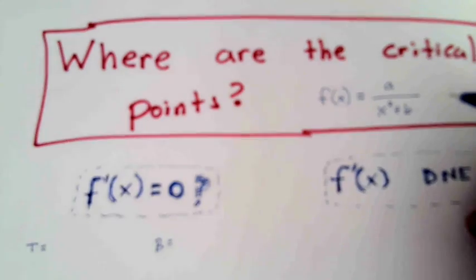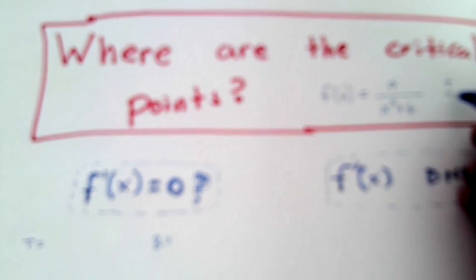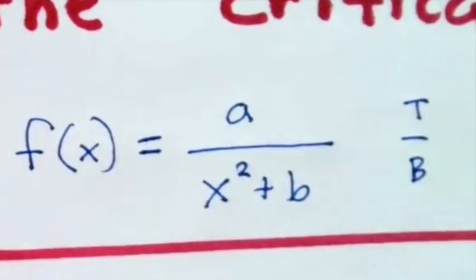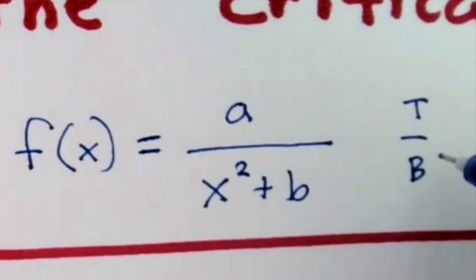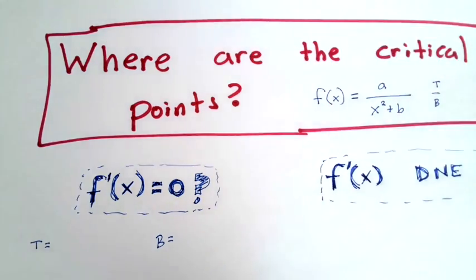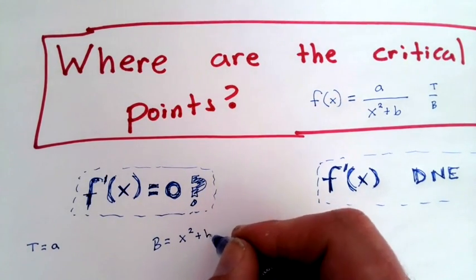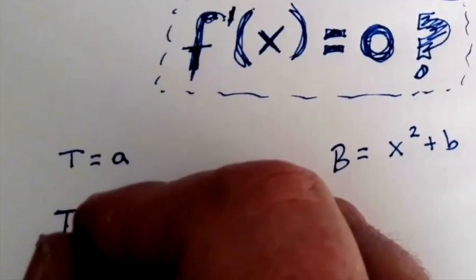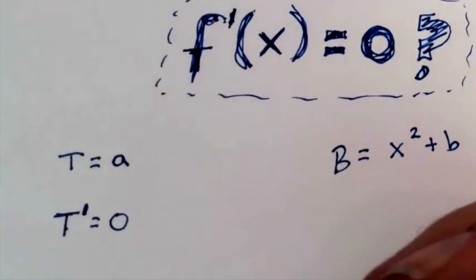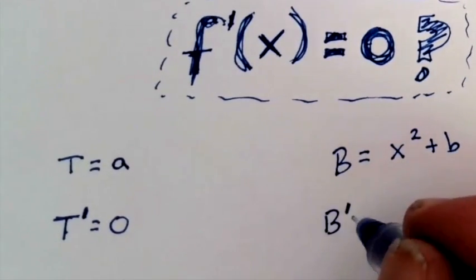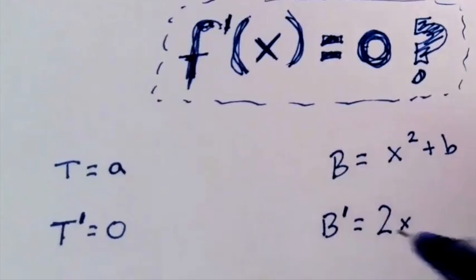So to use quotient rule, I'm going to identify my top piece and my bottom piece. And I'm going to call these capital T and capital B. It's important to remember here, lowercase a and lowercase b are actually constants. So T is equal to a, T prime will be 0, and B prime will be equal to 2x.